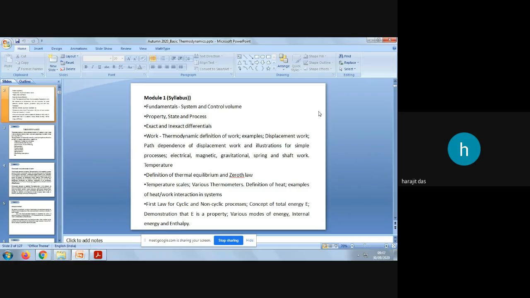That is why it is sometimes called a control volume. So a system may be a closed system, or an open system or control volume system. That system is separated from the surroundings by a boundary. The boundary may be a fixed boundary.